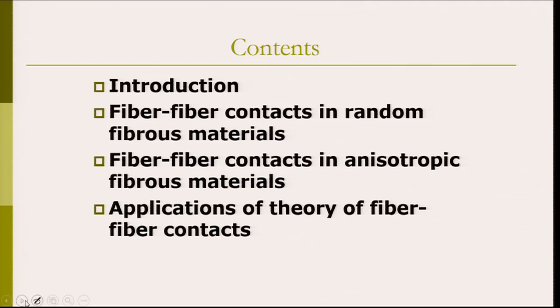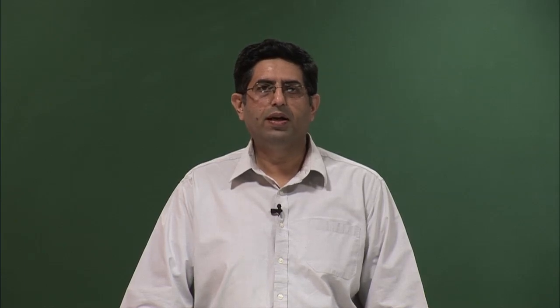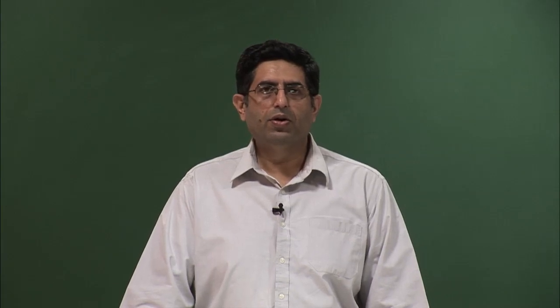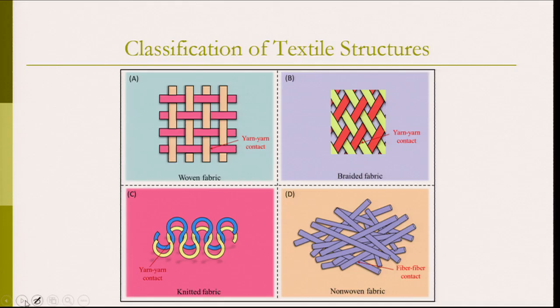The first one is introduction, where I am going to introduce the subject of fiber to fiber contacts and its relative importance. Then we are going to talk about fiber to fiber contacts in random fibrous assemblies, which is basically the calculation of the number of fiber to fiber contacts. Then we are going to talk about fiber to fiber contacts in anisotropic fibrous materials, and lastly we are going to talk about the application of the theory of fiber to fiber contacts. So let us start with the introduction.